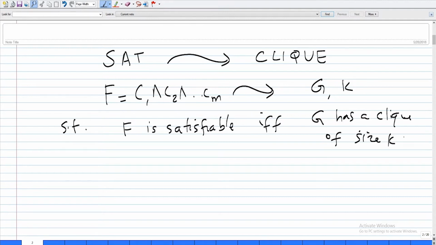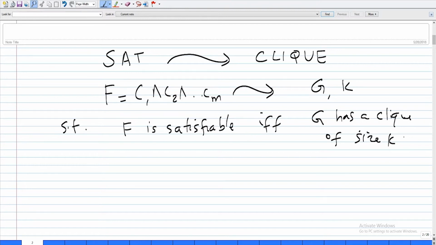That is the property I want. G is in your hand, K is in your hand, right? You are given this formula, and somehow what we are doing is encoding one problem into another problem. That is all we are doing, right? Then we can use an algorithm for a clique to solve the SAT problem.